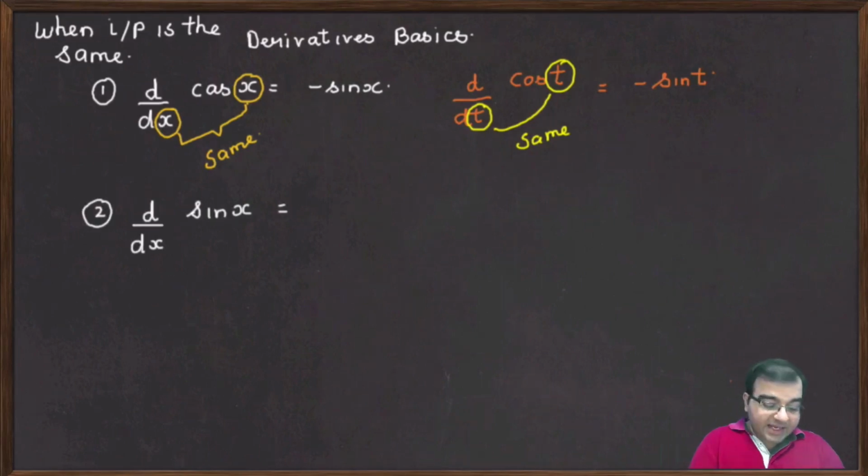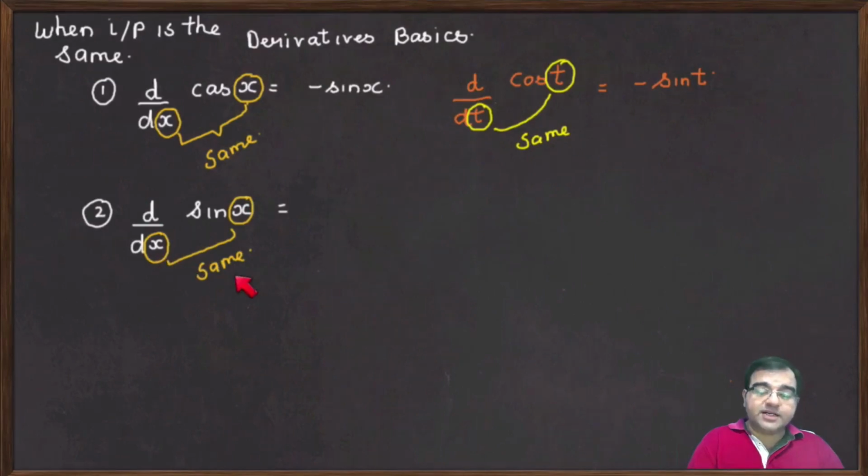The second formula is derivative of sine of input. This was derivative of cos of input. The next formula is derivative of sine of input. Again, we need to check the input is the same, and in this case, your input is the same. So the formula for this is derivative of sine of input is equal to cos of input. So how would you learn this? Derivative of sine of input is equal to cos of input.